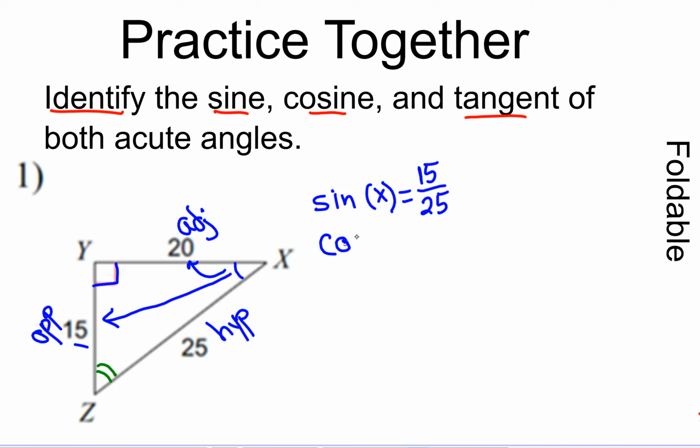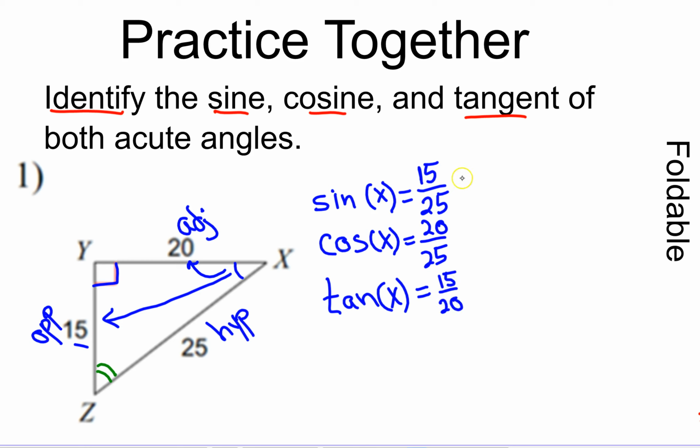Now we want to do the cosine of that same angle x. We're going to do all the x first, then we'll get to the z. So cosine, if you guys look back to the front of the foldable, cosine is the adjacent side, so in this case 20 over 25. And then finally we have tangent. That's the third one they want us to find. The tangent of x. And if you look back at the front, that is the opposite side over the adjacent side. So it's just going to be 15 over 20.